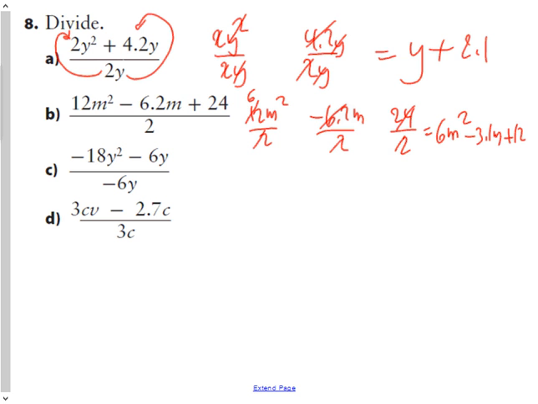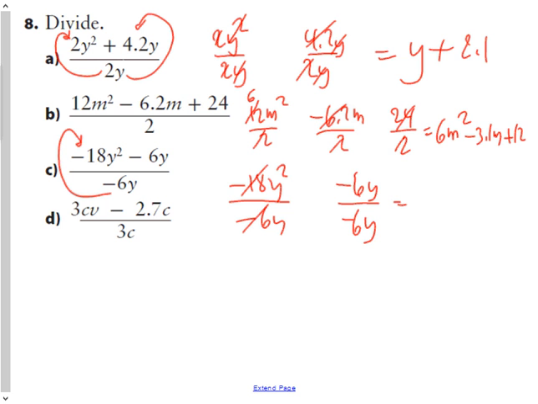In C, we have a negative 18y squared divided by that negative 6y. We're going to use that here. And we're going to have, now notice how I keep the subtraction sign with that negative 6y here. So it has 2 different terms. So negative 18 divided by negative 6 is a positive 3. Y, because a y squared divided by y would be that. Negative 6 divided by negative 6 is 1.